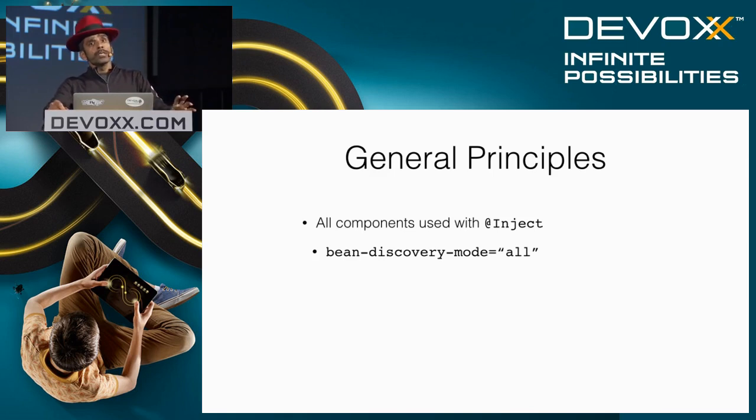Bean discovery mode is a new attribute that was added to beans.xml, and in that there is specified a value as all. And what that means is all the beans in the WAR file are available for injection.